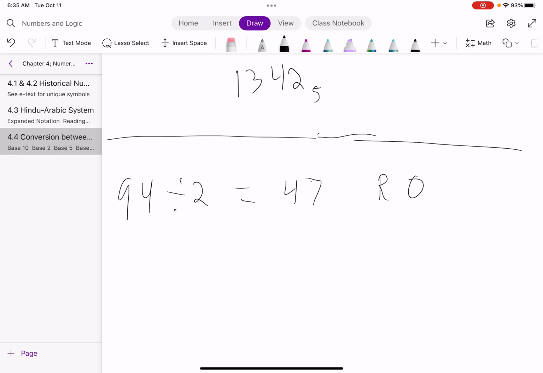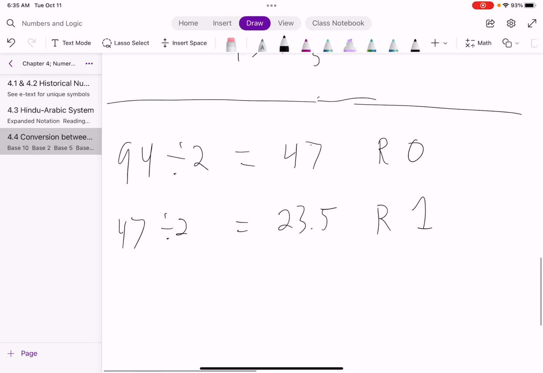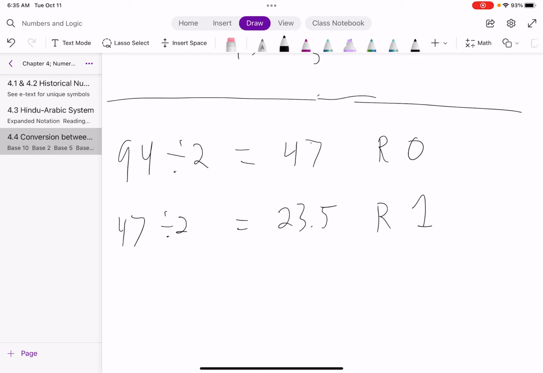So now I bring it down. 47 divided by 2, which equals 23.5. Now I do have a decimal, which is going to give me a remainder of 1, because 0.5 is a half. What is half of 2? 1, right? The good news is for binary, it's only 0s and 1s, which is what we're going to keep getting. If I get a decimal, it's a 1, and if I don't get a decimal, it's a 0.